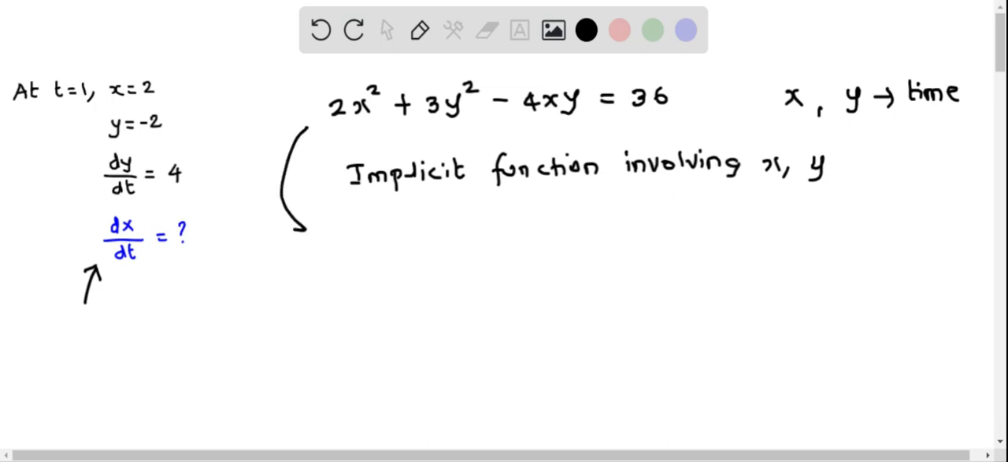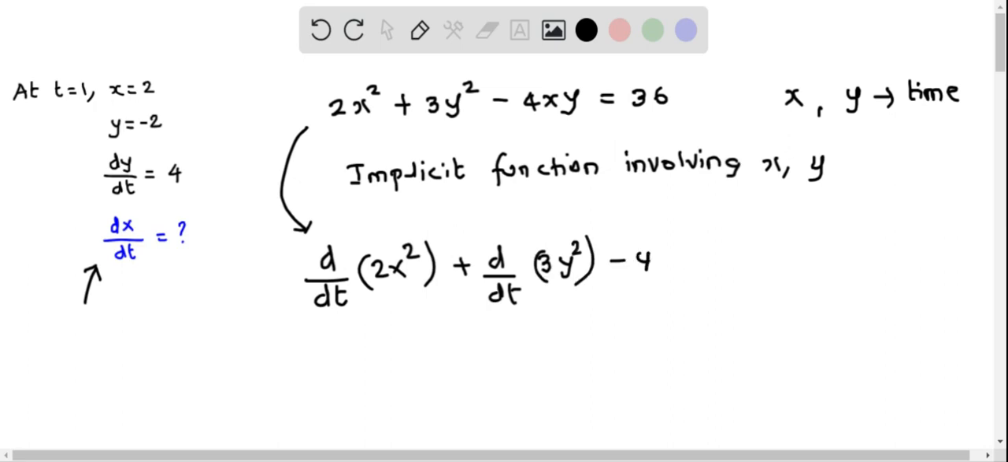So we will find the derivative by differentiating each term one by one. So basically we are doing implicit differentiation with respect to time. I'm going to write d by dt of the complete expression, that is d by dt of 2x squared plus d by dt of 3y squared minus 4 times d by dt of xy. I factor out the constant using the constant multiple rule, and then I put the derivative for 36 as well, which is basically a constant.